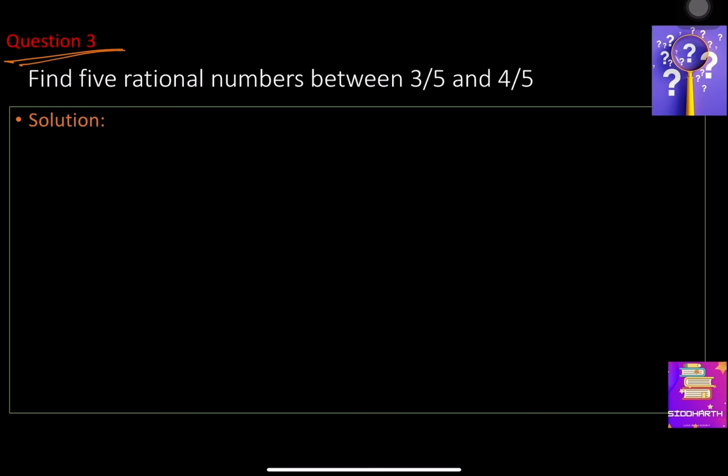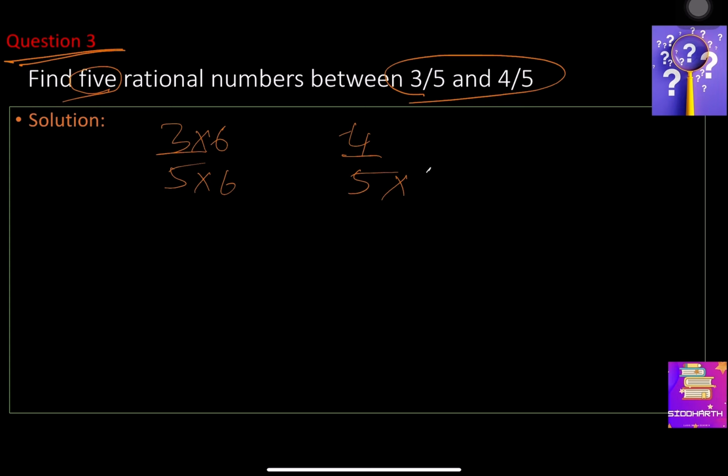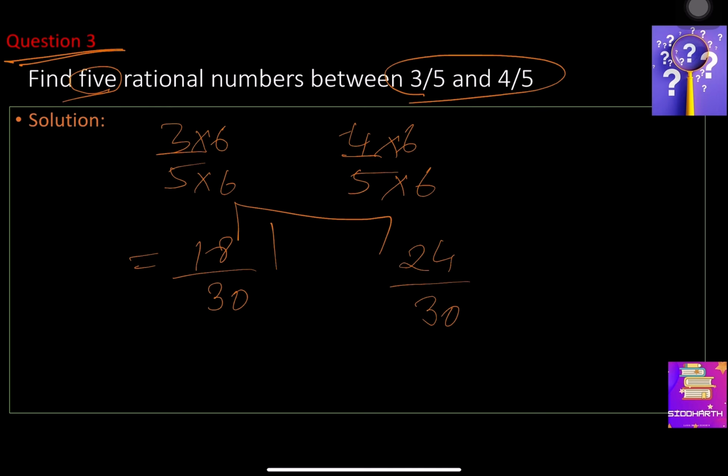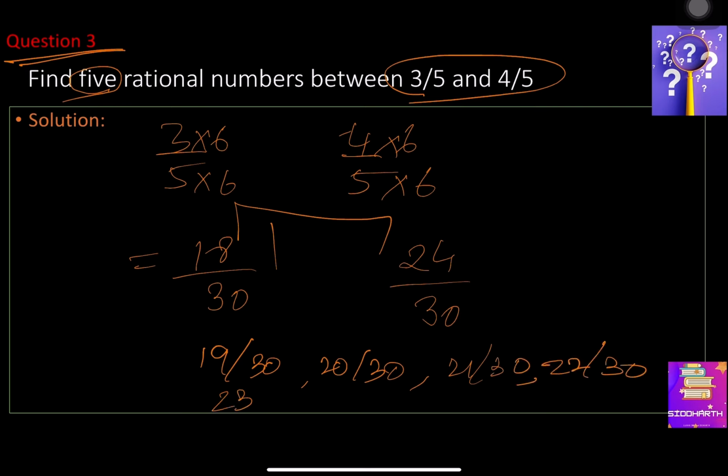Now question number 3. Find 5 rational numbers between 3 by 5 and 4 by 5. We already saw this. To find 5 numbers, multiply with the next number, 6. So it will be 18 by 30 and 4 6s are 24 by 30. So you have 19 by 30, 20 by 30, 21 by 30, 22 by 30, 23 by 30. Yes, 1 2 3 4 5. We got 5 numbers between these two numbers, right?